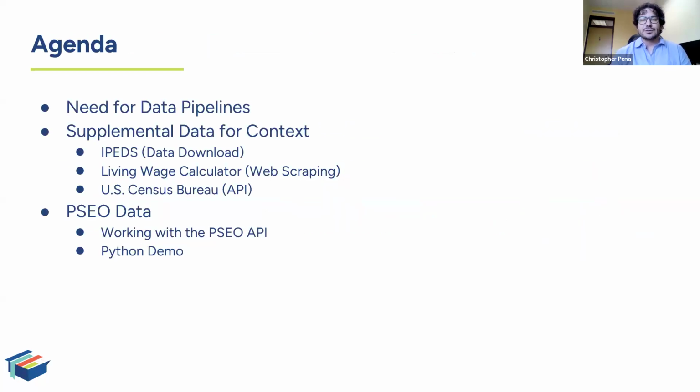So the plan for today is to briefly talk about why we need data pipelines and data analysis. I'm sure most of you are familiar with these basic principles, but I thought it'd be a good place to start. Then we'll talk about some of those supplemental data sources, specifically IPEDS, the living wage calculator, and data from the US Census Bureau. And we'll talk about three different ways to obtain data using those different data sources. And then finally, we'll talk about using the PSEO API to get the PSEO dataset. And I'll have a demo at the end where we'll show some Python script that our interns have built to actually use the API and show you what that would actually look like in practice.